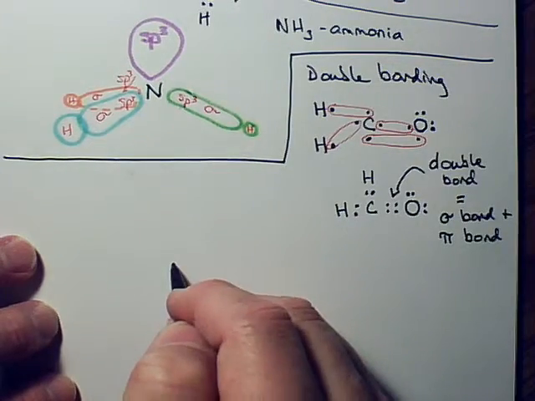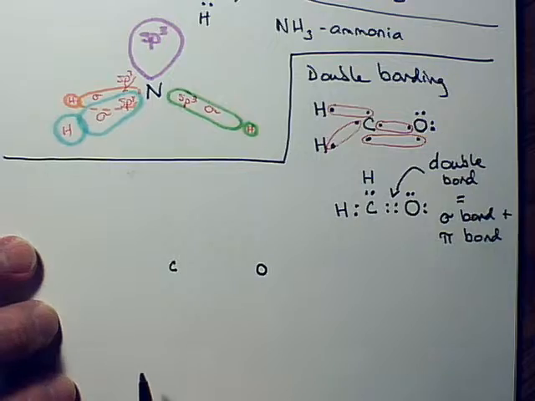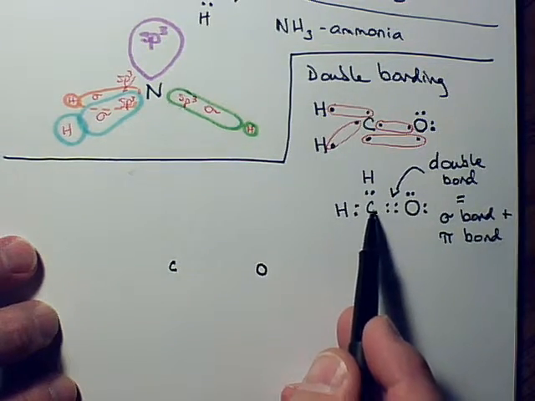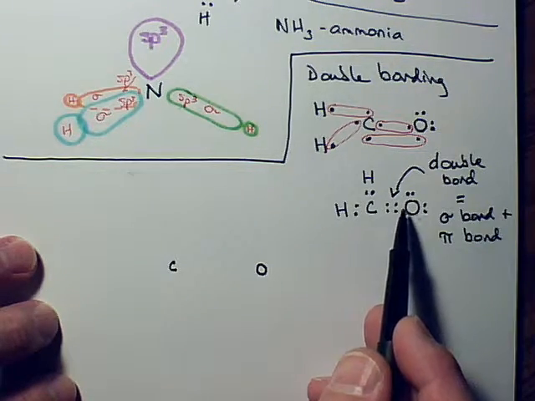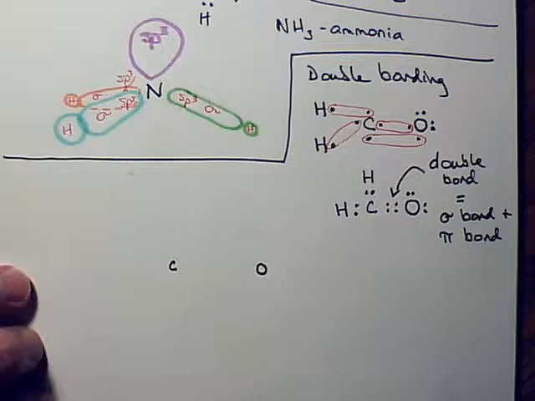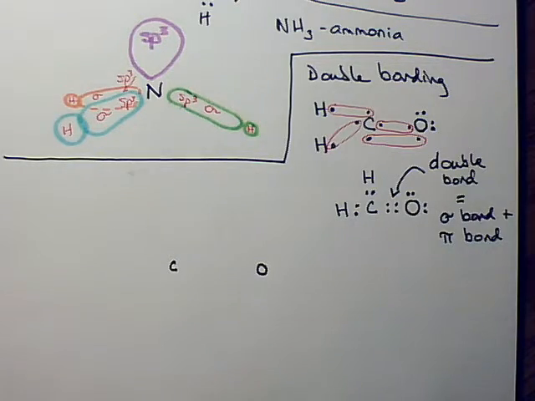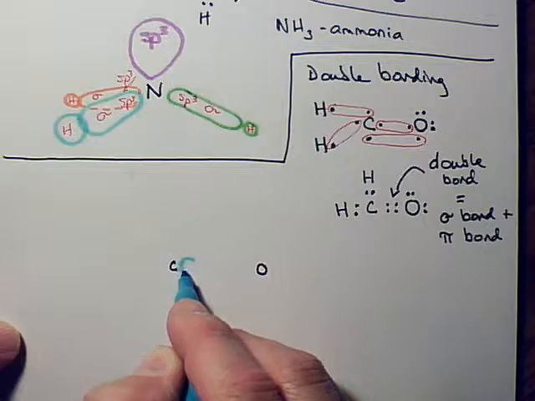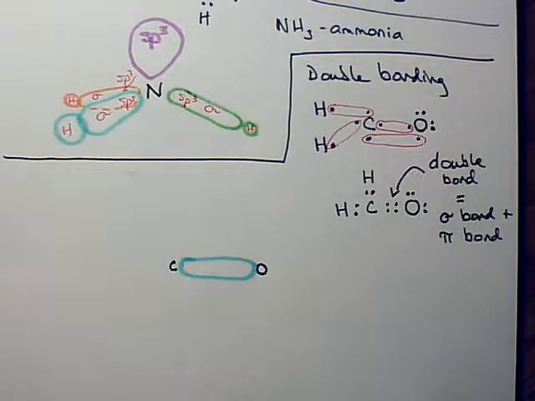So here's our carbon atom right here, and here's our oxygen atom. Now, there is a bond directly on a line between the nuclei of carbon and oxygen. By definition, we said that any bond directly on a line between the nuclei of 2 atoms is called a, what kind of bond? Sigma bond. That's the definition of a sigma bond. So a bond directly on a line between these 2 nuclei is a sigma bond.